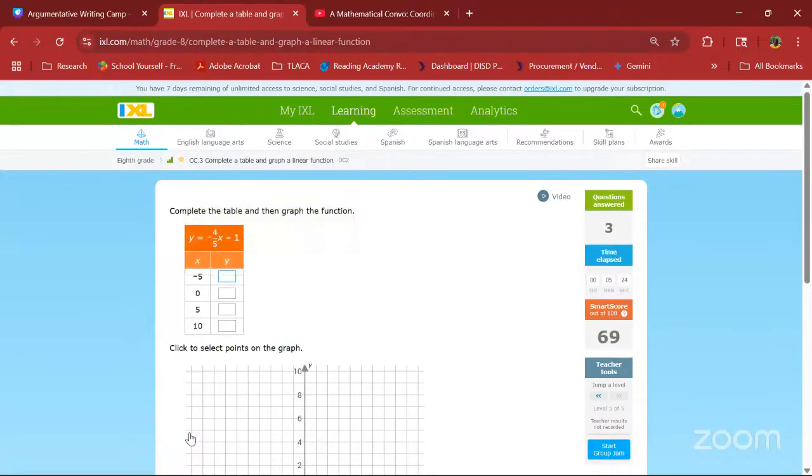Fantastico! This is one of the ones I was hoping to get. Watch this. They already gave us our x, but you know how sometimes on the test, it'll say, which of the following graphs is equal to -4/5x - 1? Always choose a number for your x that's your denominator or a multiple of your denominator. So I could choose 5.